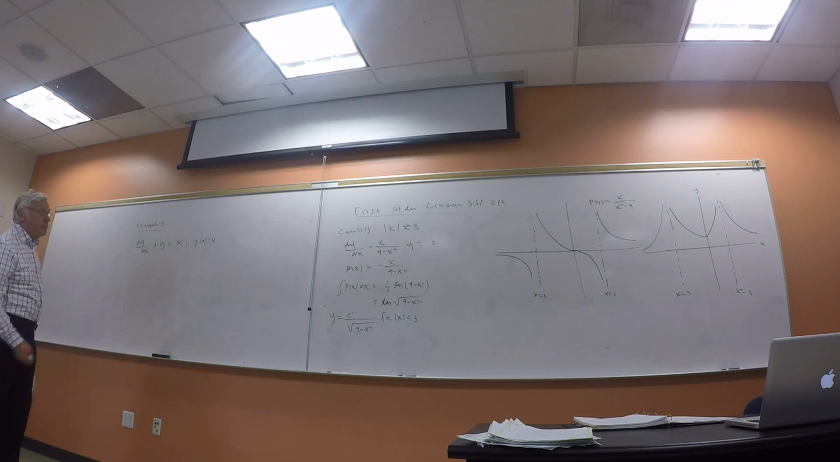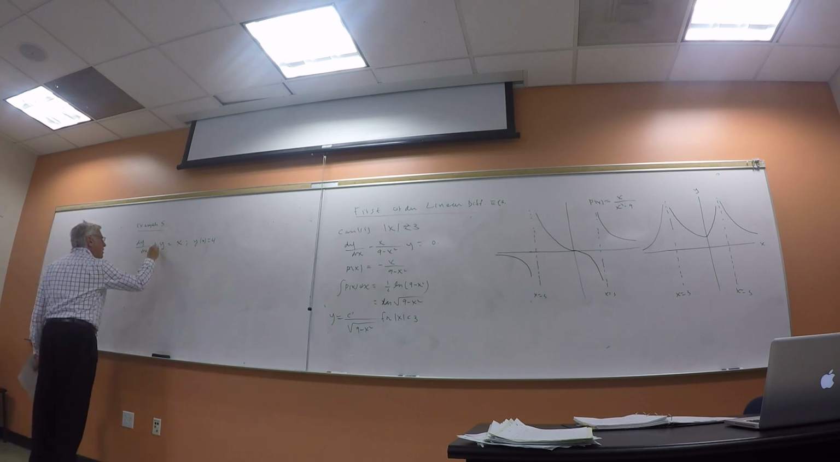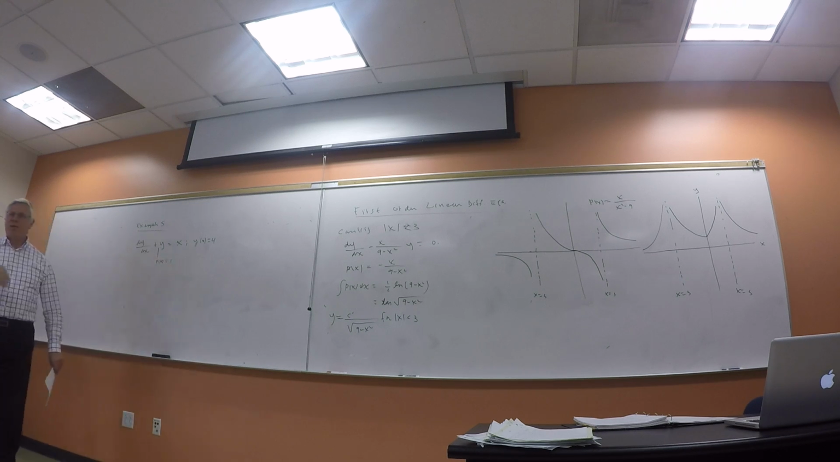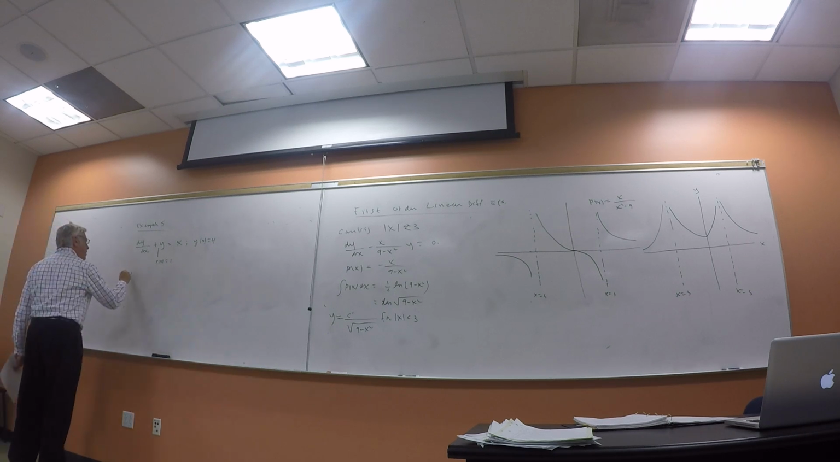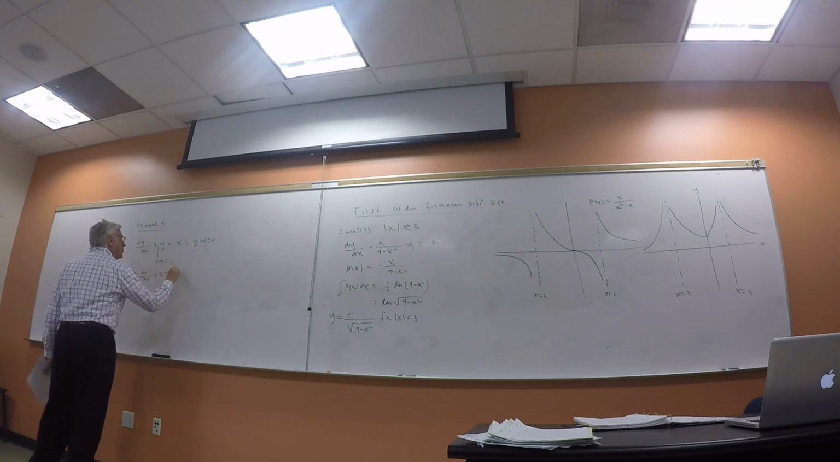Okay, this one looks simpler than the other one, right? What's the p of x now, basically? It's in the standard form, so p of x is equal to 1, right? Remember, it's the coefficient of y. Okay, the integrating factor is e to the x, right? So let's just multiply by e to the x. I get e to the x dy/dx plus e to the x times y is equal to x e to the x.